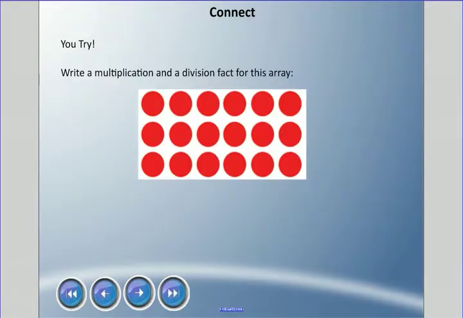I'd like you to write a multiplication and a division fact for this array. So I want you to pause it and press play when you have an answer.